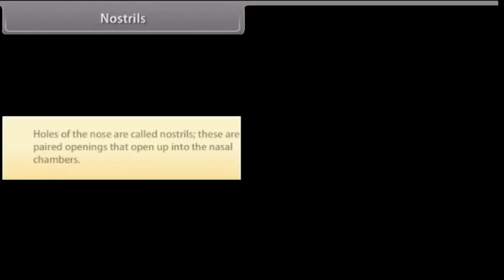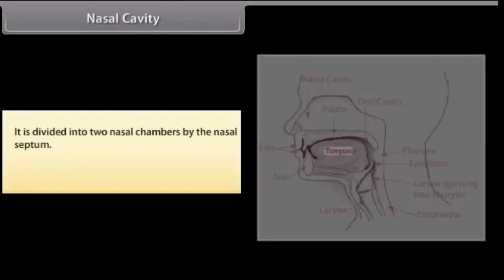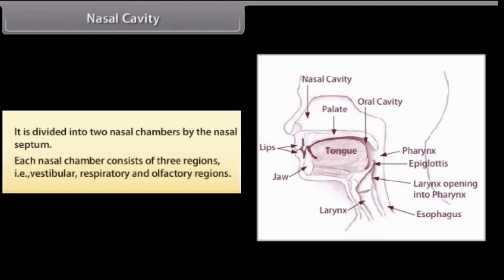Nostrils. Holes of the nose are called nostrils. These are paired openings that open up into the nasal chambers. Nasal cavity. It is divided into two nasal chambers by the nasal septum. Each nasal chamber consists of three regions, that is, vestibular, respiratory and olfactory regions.